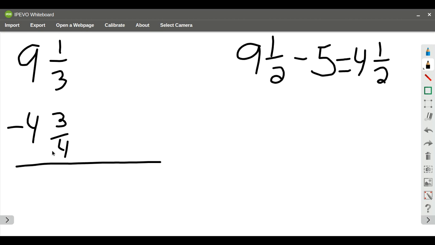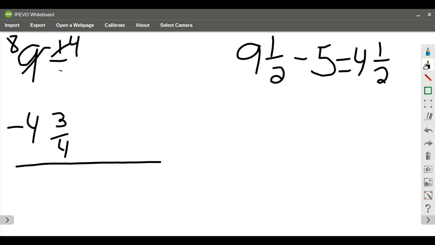Compare fractions. 1/3 is smaller than 3/4, so I'm going to regroup. So 9 becomes 8. 1 becomes 3/3, which is 4/3. I don't do anything with that 3, I just add it to the numerator. So now I have 4/3.